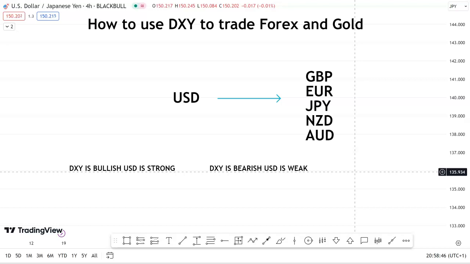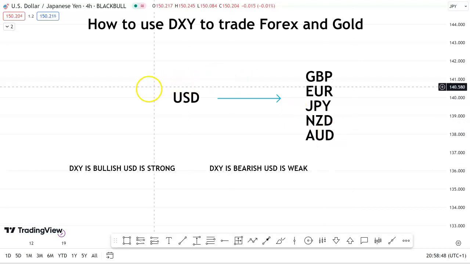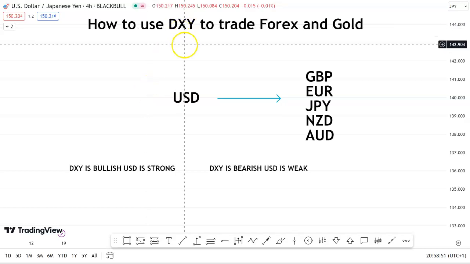I'm going to give you a practical example of when DXY is bullish and when DXY is bearish and what happens to Forex pairs. For illustration purposes, I'm going to use USD JPY for the currency pair. Then I will make use of gold as well for commodities to show you how this DXY makes an impact on gold, irrespective of the fact that it's not a currency pair.